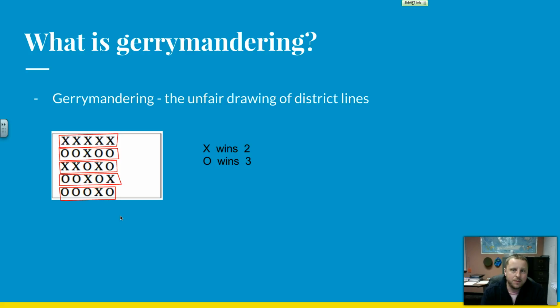Now, gerrymandering is the unfair drawing of district lines. So if we just draw the lines straight across, remember there are lots of ways we could draw these districts. If we draw them straight, remember each district has to have the same amount of people in it, so 5 in this case. If we draw the lines straight across, the X wins 2 and the O wins 3. Here X wins 5-0, O wins 4-1, X wins 3-2, O wins 3-2, and O wins 4-1. Count up the voters just like we would in real life.